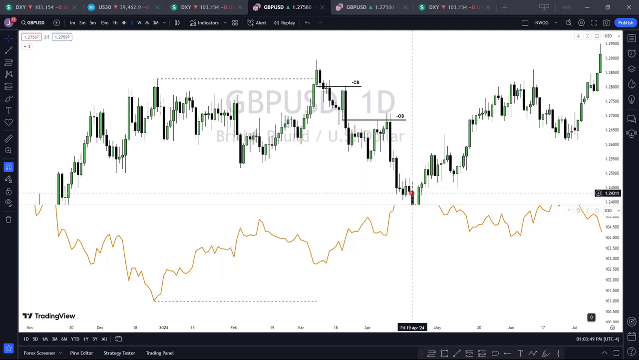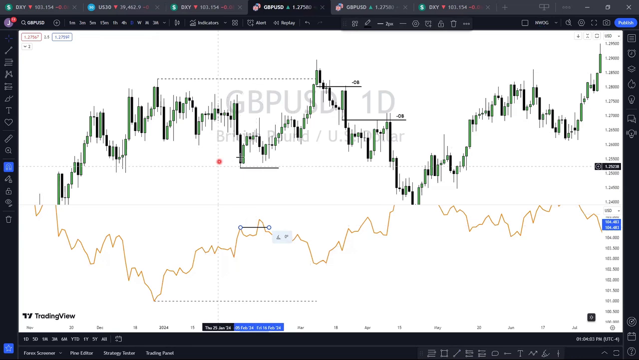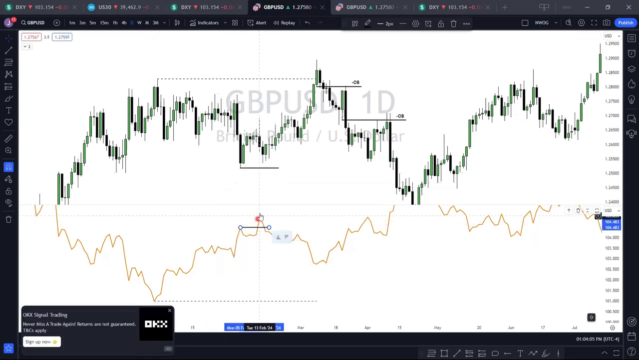Okay, let me show it to you. You can see this low here, and then you can also see this high. This low failed to take out this low. Meanwhile, the dollar index made a higher high to take out this high. So you can see that there is strength in the British pound.